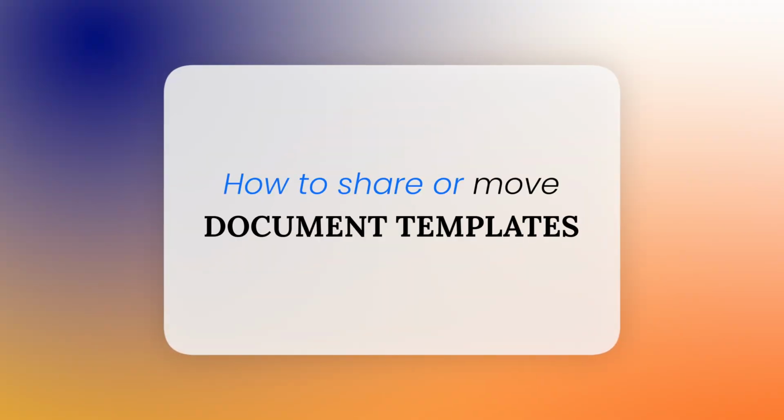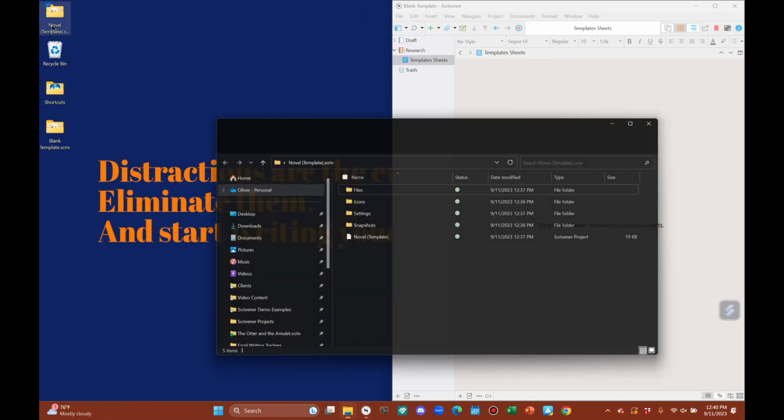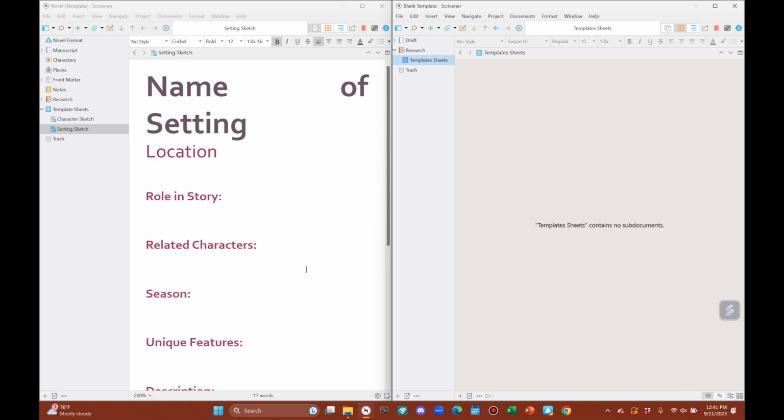Now with the templates folder set up, I can now create or add any template I like. I'm going to demonstrate in this video how to share or move templates across projects. So let's go ahead and do that right now. We're going to take the templates that exist in our novel template here and bring them over to our blank project. So real quick, I'm going to put these side by side. Okay, we've got these side by side now.